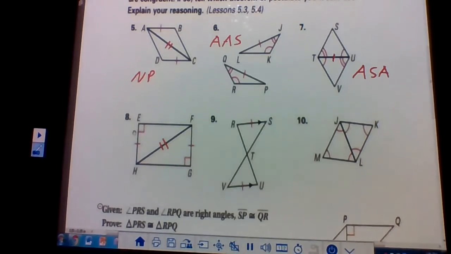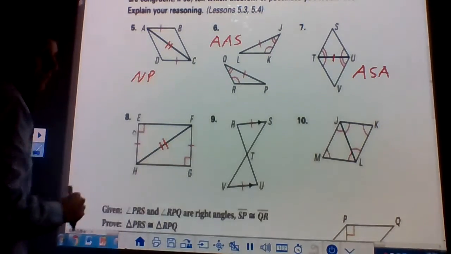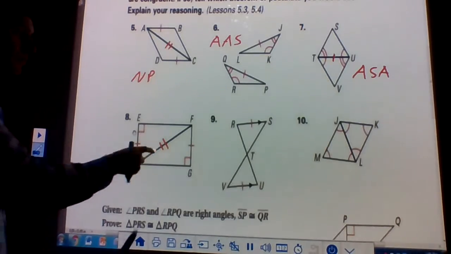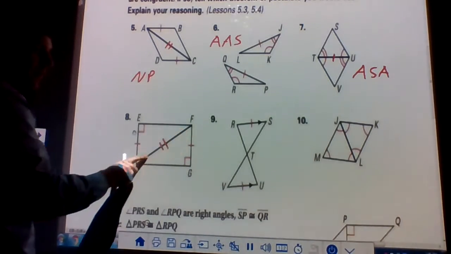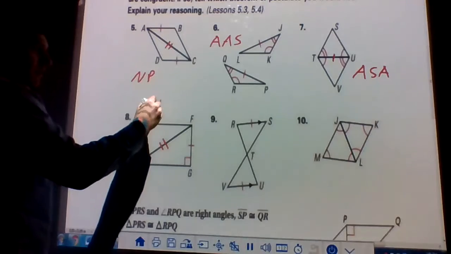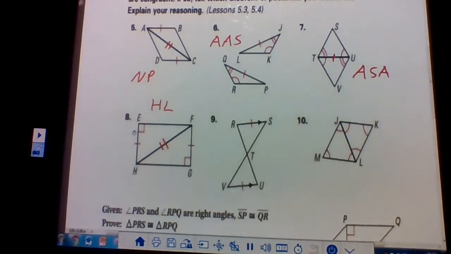But we can look for hypotenuse leg because we have right triangles, right? The right angles tell us we have right triangles. The other 2 conditions are congruent hypotenuses. So HF is the hypotenuse for both triangles, so that's congruent to itself. And then EH is congruent to FG. Those would be your congruent pair of legs. So we can use hypotenuse leg because we have right triangles with hypotenuses congruent and 1 pair of legs congruent.